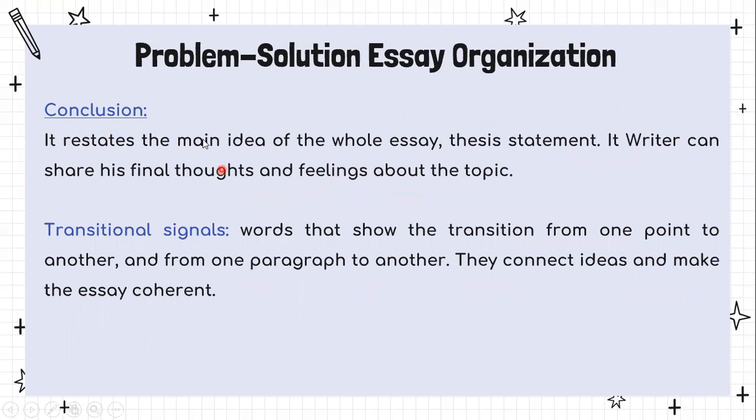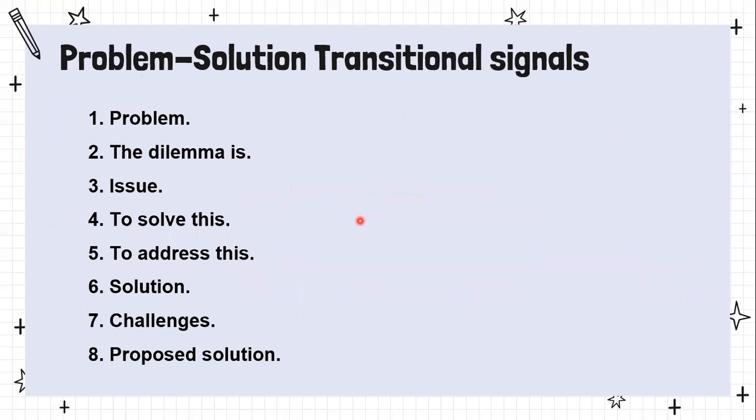In the conclusion, we said what we do, in which we restate the main idea, and we always have to use transitional signals, which are signals or words that signal to me the transition from one idea to another and connect the ideas together and also the paragraphs together. Okay, the signal words which we mostly use in a problem solution essay are, for example, the problem is, the dilemma is, an issue, to solve this, to address this, which means to solve it, a solution, challenges, proposed solution.